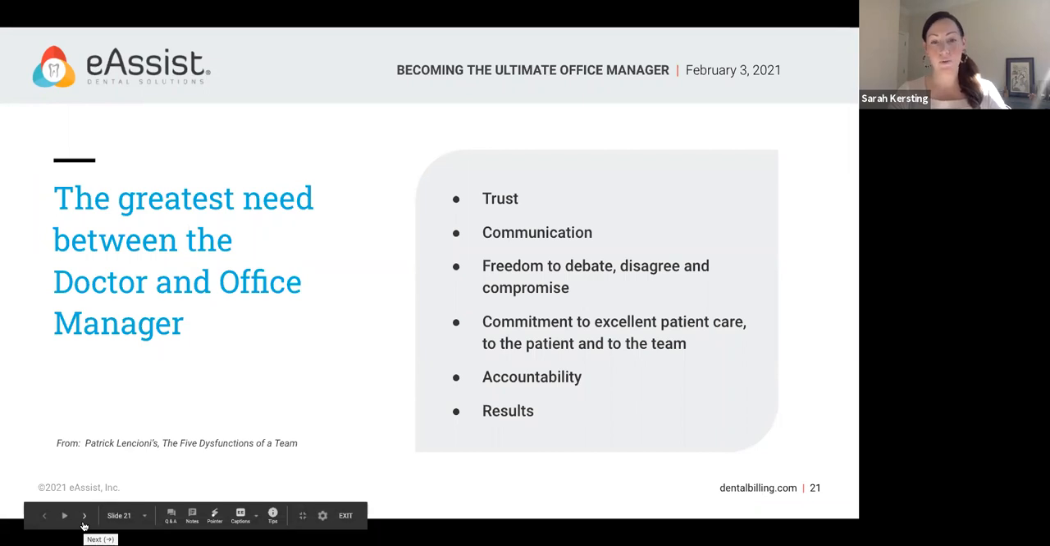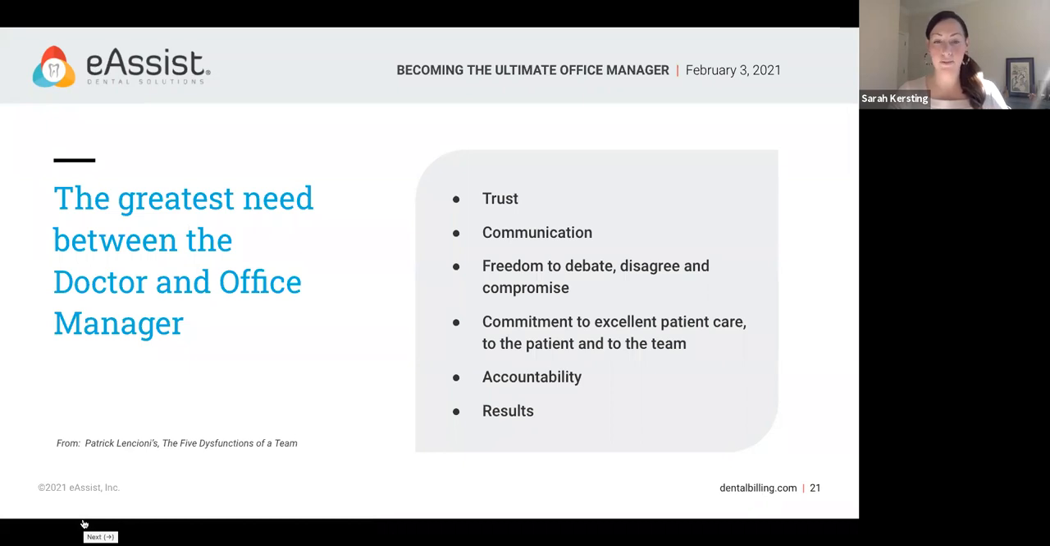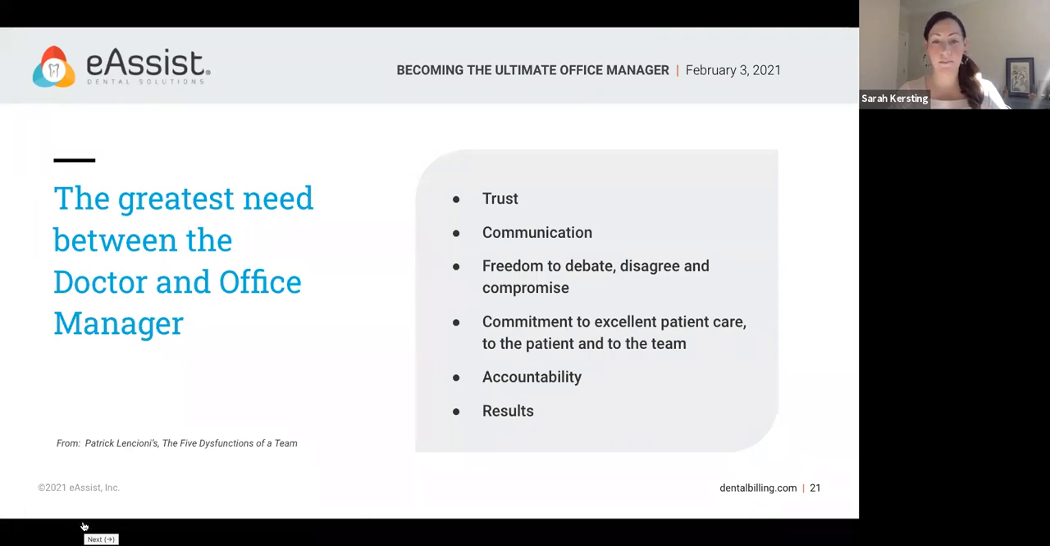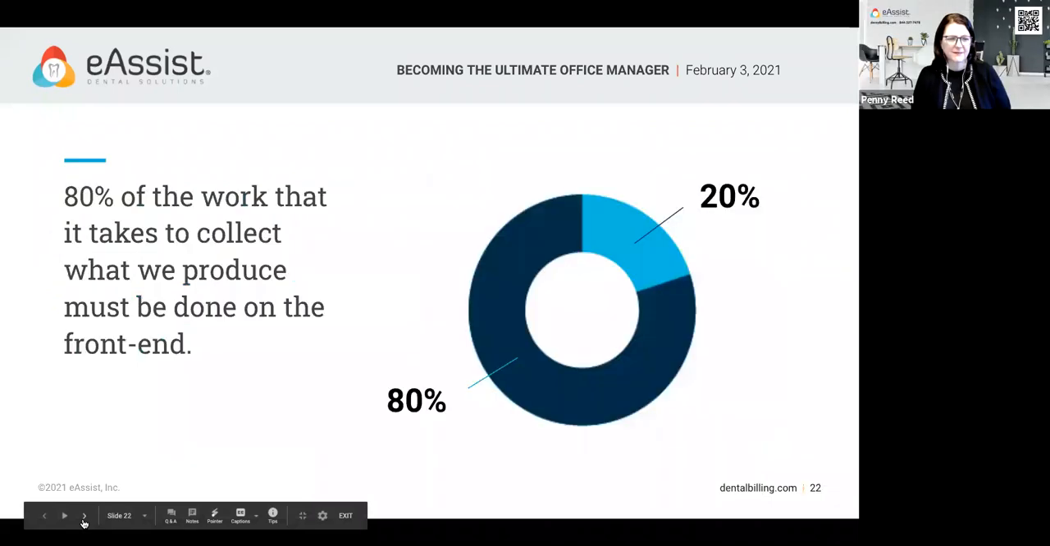It's about building trust, communication, a freedom to debate, disagree, and compromise. We call that mining for conflict, healthy conflict that you can have as a team, disagreeing about ideas without taking it personally, and then commitment to excellent patient care, to the patient and to the team, accountability, and of course, results. Awesome. Thank you.